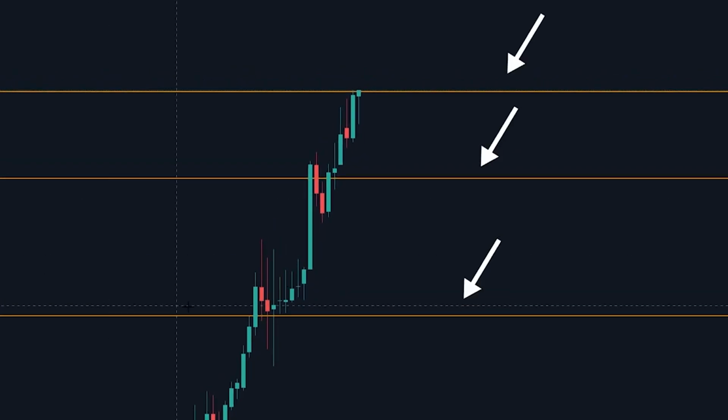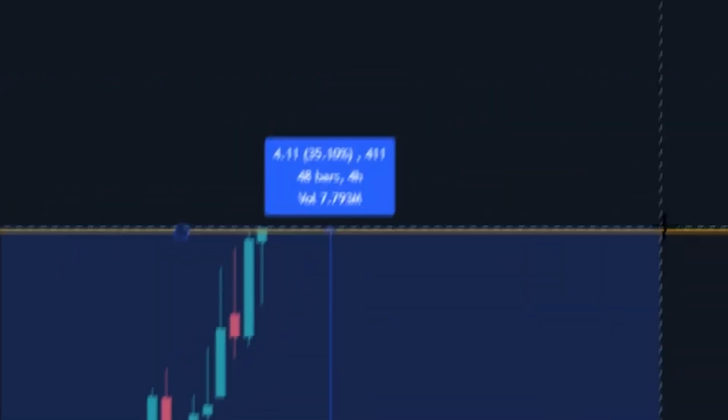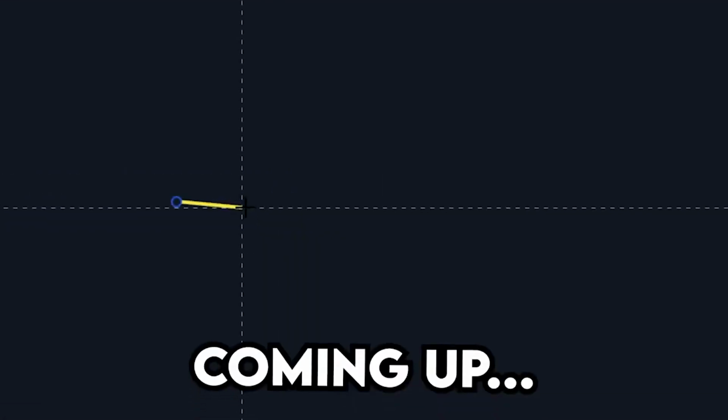Traders, I'm going to show you how to draw the perfect support and resistances, how to make them more accurate, and show you the secret on how to use them to get winning trades.